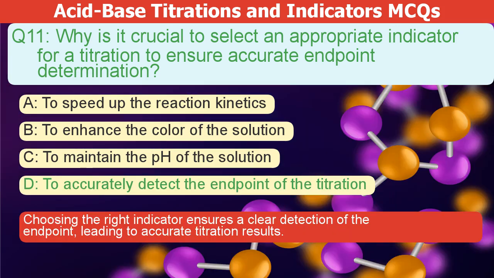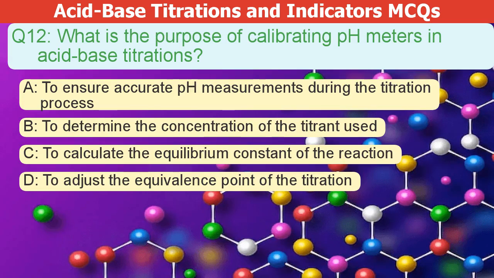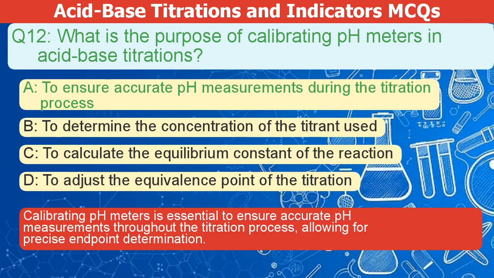Choosing the right indicator ensures a clear detection of the endpoint, leading to accurate titration results. What is the purpose of calibrating pH meters in acid-base titrations? A. To ensure accurate pH measurements during the titration process. B. To determine the concentration of the titrant used. C. To calculate the equilibrium constant of the reaction. D. To adjust the equivalence point of the titration. The correct answer is A.